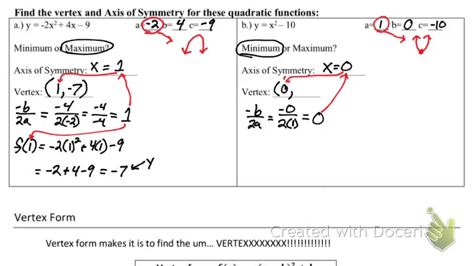We're going to plug that 0 into our equation. So we're going to have y equals 0 squared minus 10, which is just going to equal a negative 10. So our vertex is going to be 0, negative 10.